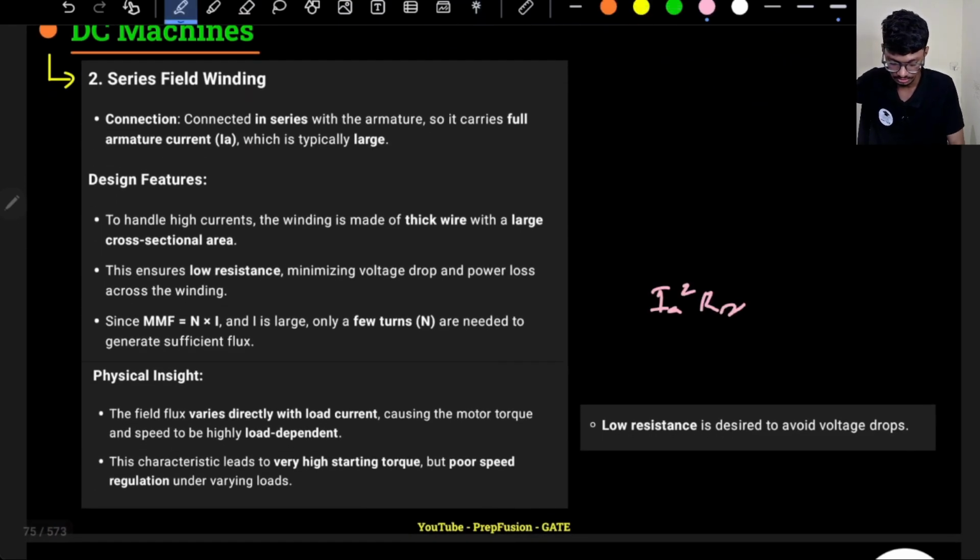Ia square Rsc. Again, if the area is high, the resistance will be lower. So this I have to minimize. I will minimize it by reducing Rsc, because current I cannot minimize, it is the load current, right? I cannot minimize the current.